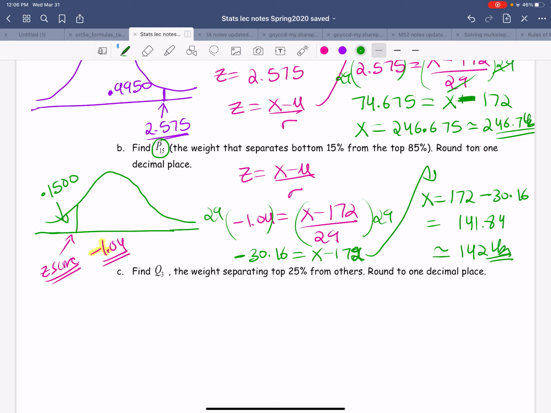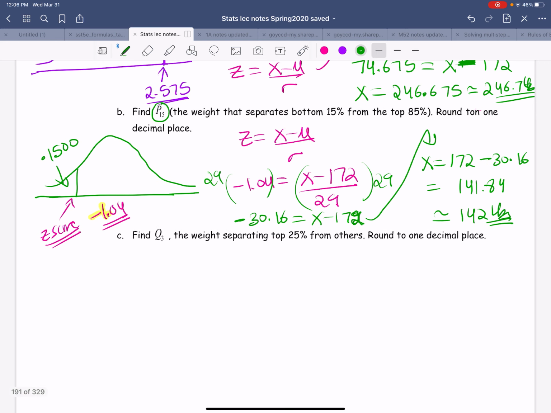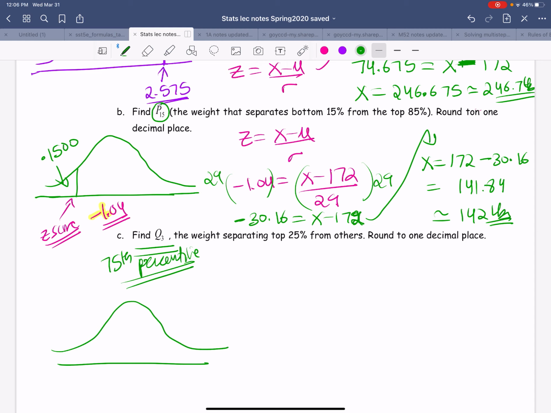That means about 15% of the men weigh less than 142 pounds and 85% of the men weigh more than 142 pounds. Okay. Now we're looking for Q3, which is the third quartile. It's the same thing as the 75th percentile. So I'm looking for the weight separating the top 25% from the others, or the bottom 75%. It would be the same thing.